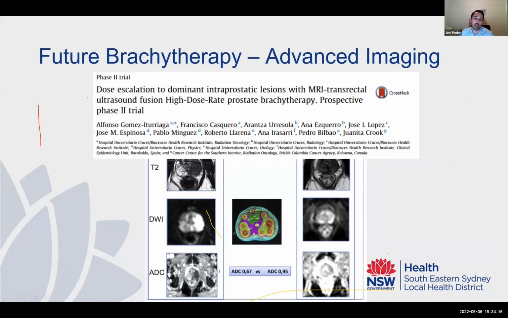MRI images to their planning transrectal ultrasound image, and then they were able to boost up the dose to these dominant intraprostatic lesions. So the image in the middle here basically is the dose distribution on top of the transrectal ultrasound image. And you can see the higher dose regions here that are being highlighted right over the top of where that intraprostatic lesion was identified on the multiparametric MRI.